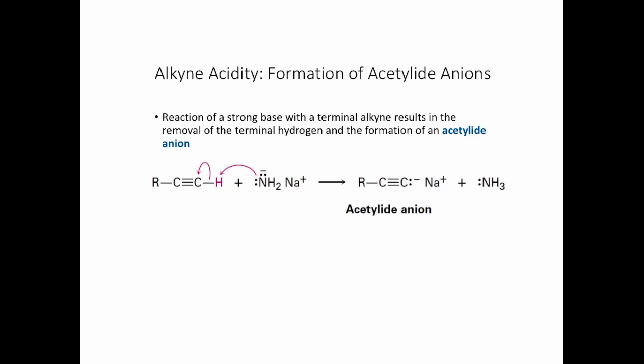Terminal alkynes, again, that's an alkyne where one of the carbons is bonded to an H, are acidic, and they can be deprotonated with a very strong base, such as sodium amide, shown here. And that gives you what's called the acetylide anion. So when the triple bond is deprotonated, we call that an acetylide anion.